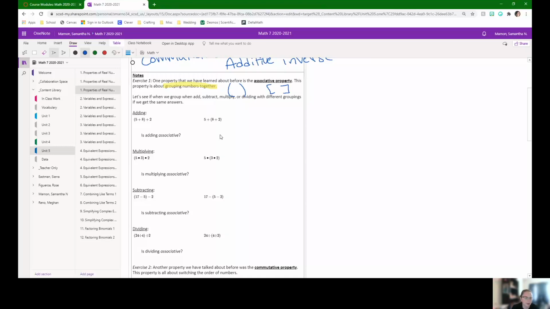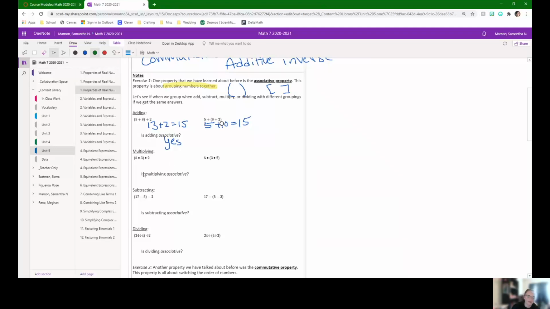So pause the video and add these up. Show your steps of doing this added first and then adding this on. Okay, so I got 5 plus 8 is 13, and then if we add that 2 on, it's 15. This one, 8 plus 2 is going to be 10, so 5 plus 10 is 15. Because we got the same answer, it is associative. So we can say yes.